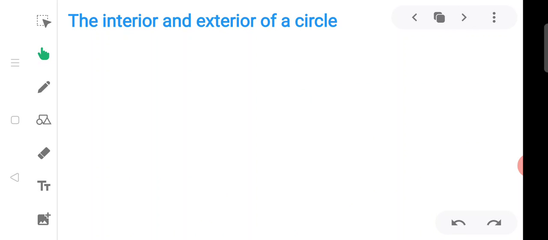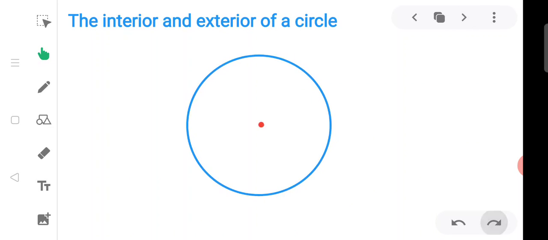See here, I draw the circle and I take one point. You can easily say that point O is the center of the circle. Now I take some other points: point Q, point R, point S and point T. What do we call such points?